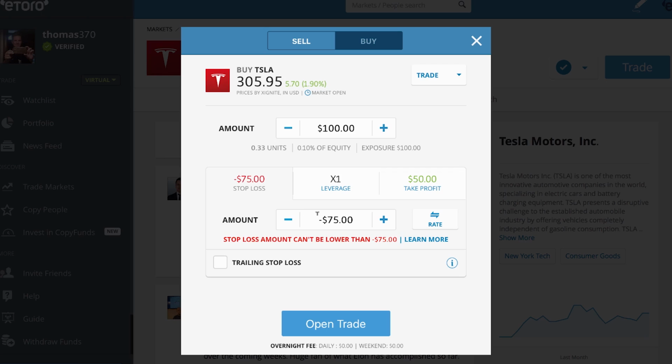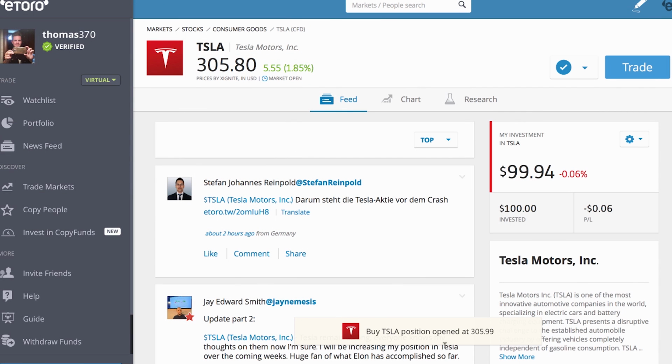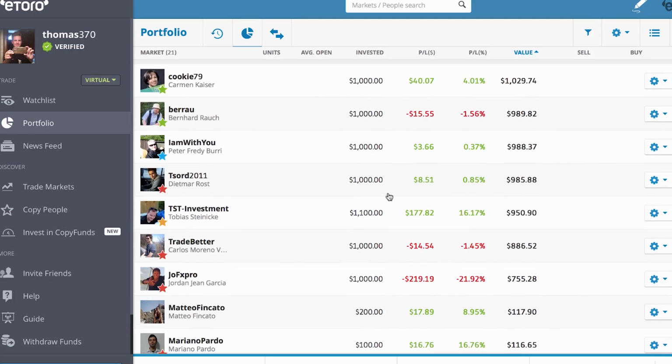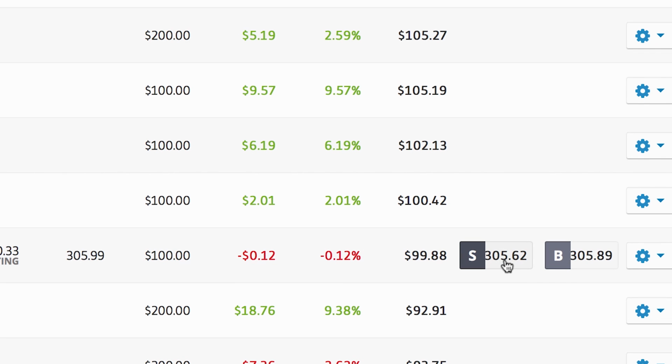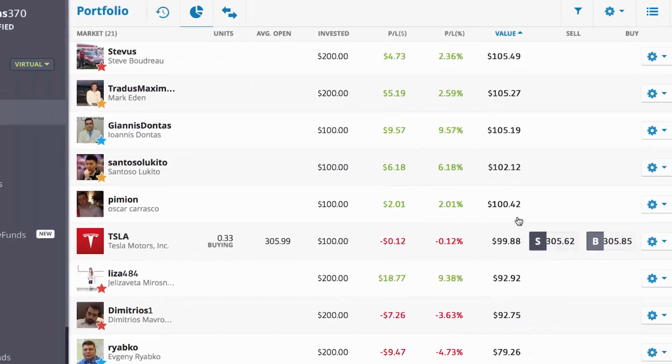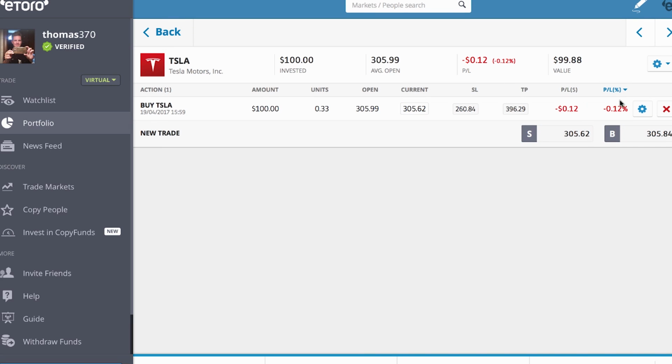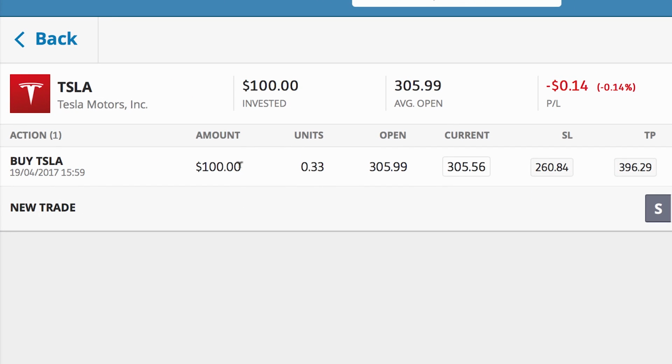You can set that. You can say, I'll risk $15, right? So if I lose $15, close it, and I go to my take profit, but only cash out if I make $30, all right? So you can open that trade, boom. So that's it, I've opened the trade. Buy Tesla position opened at 305.99. So now if I go to my portfolio and I look down, there's Tesla. So these are those numbers I was talking about earlier, the actual value of it on the stock market. If I go into that trade, I can see here, I've bought $100, that's 0.33 units.